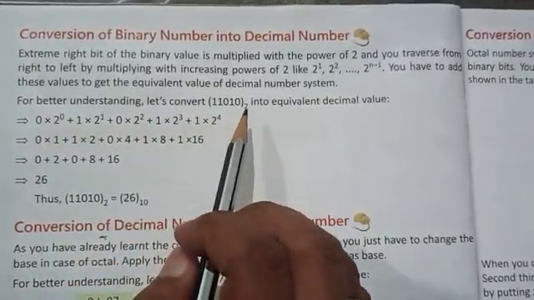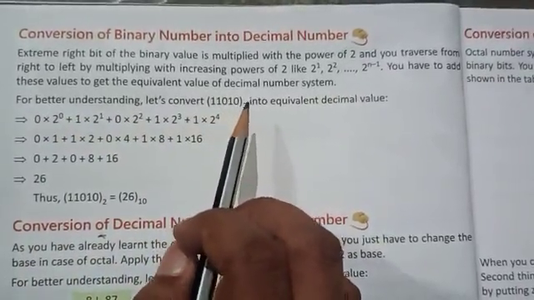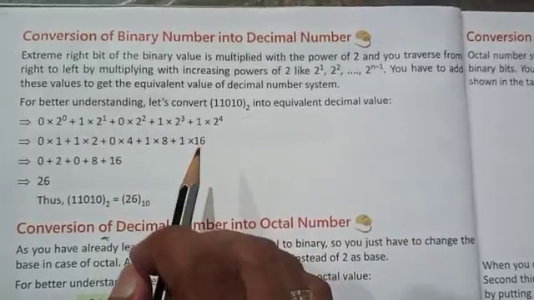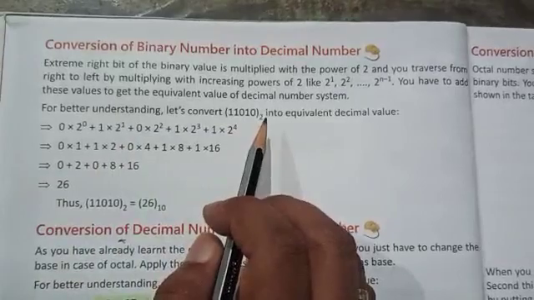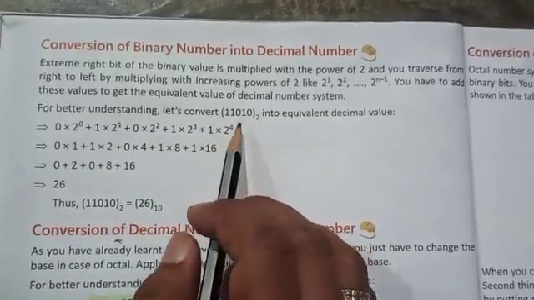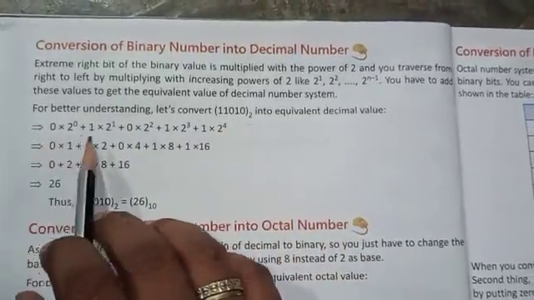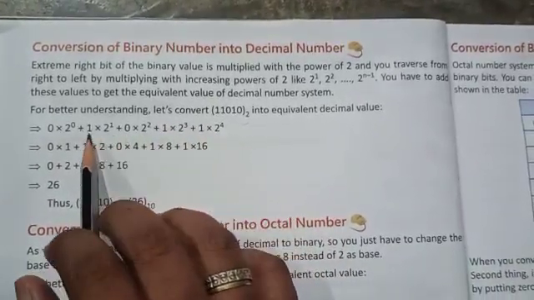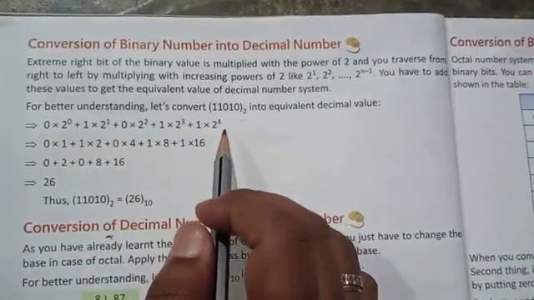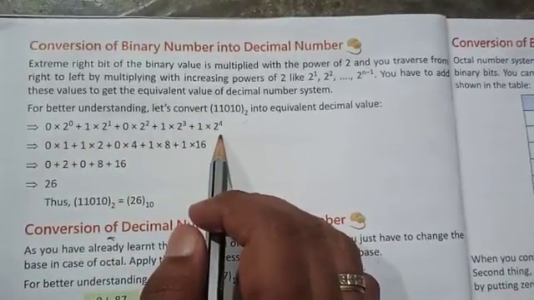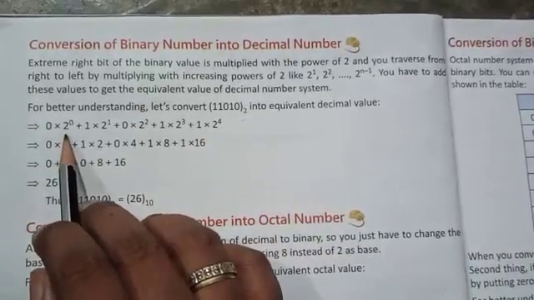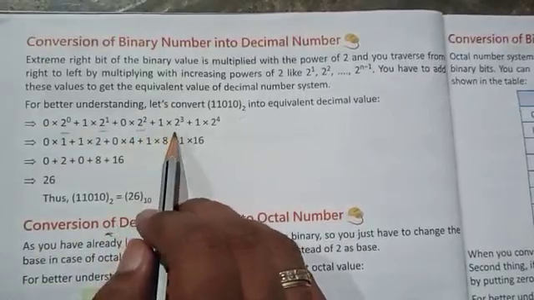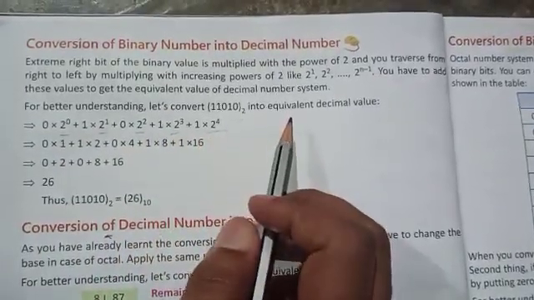For better understanding, let's convert 11010 in binary system into equivalent decimal value. So here we write the values 11010 from the right side, and multiply by their base. From here we start: to the power 0, to the power 1, to the power 2, to the power 3 and to the power 4.